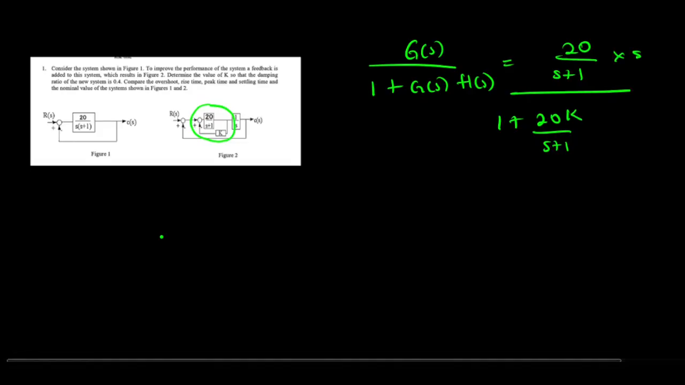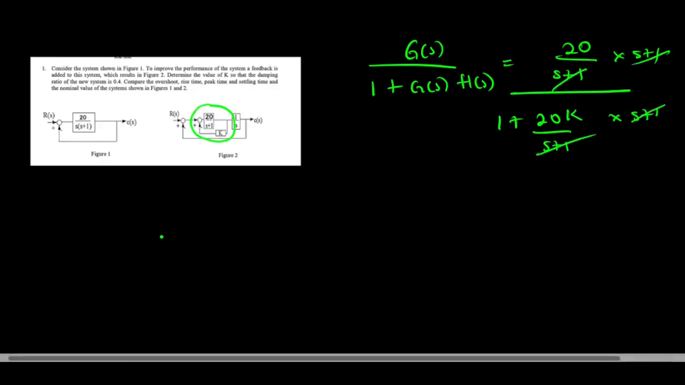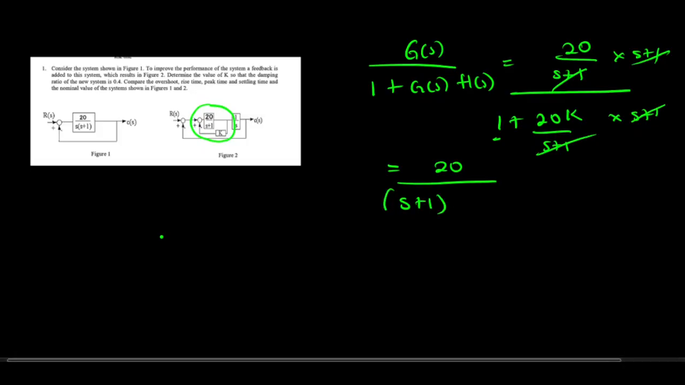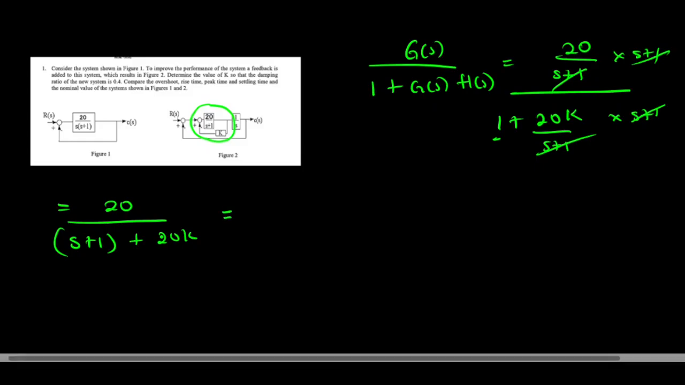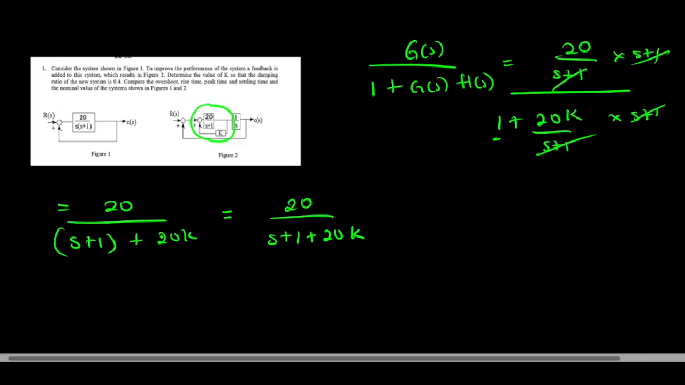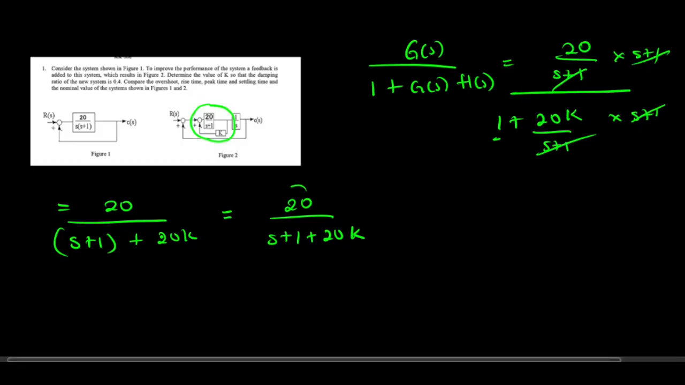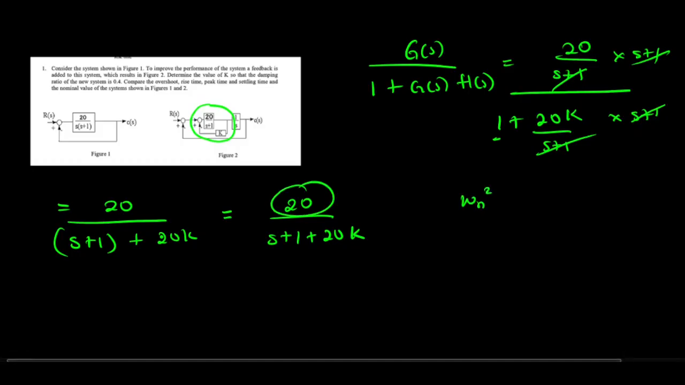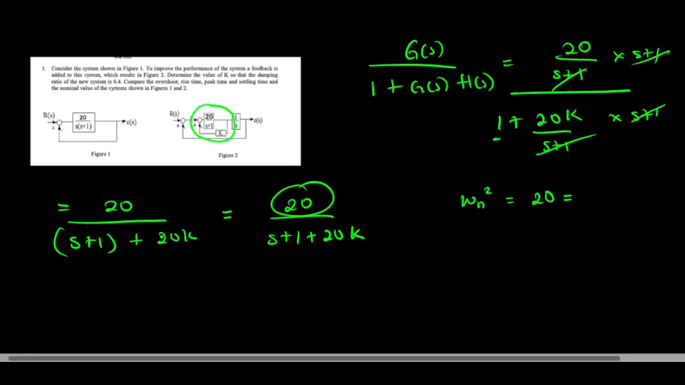We can just put the k here to confuse us less. Multiply the numerator and denominator by s plus 1. This will cancel out, this will cancel out, and this multiplies inside to leave itself. So it will be equal to 20 over s plus 1 plus 20k. That's it. Now we can just open the bracket, that'll be s plus 1 plus 20k. Now this is in the typical form, remember. In this case, wn squared is equal to 20.